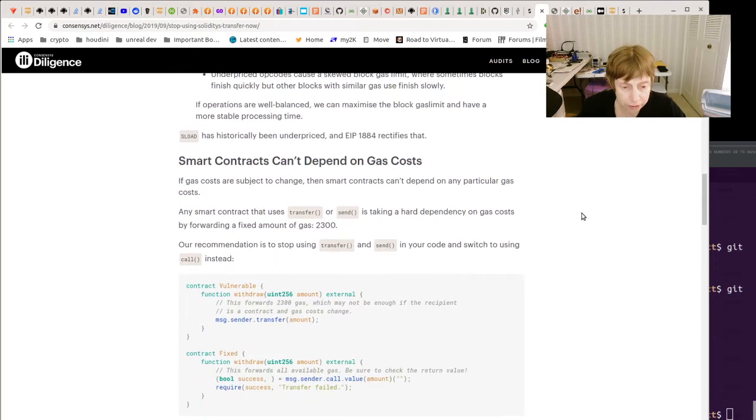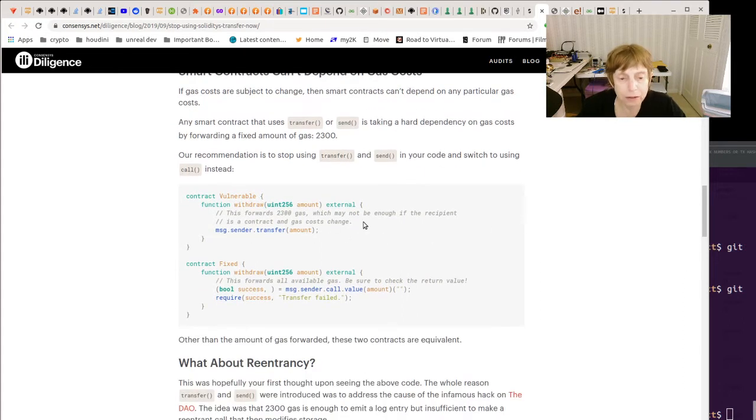These things change. So as they say here, this forwards the gas, and it forwards this much amount of gas, but it will not be enough if gas costs change, and that was the key point: gas costs can change, making send and transfer not recommended anymore. So they recommend call. Now, one other thing, for that same reason, even though in the call method you can actually set the amount of gas, they do not recommend it for the same reason.